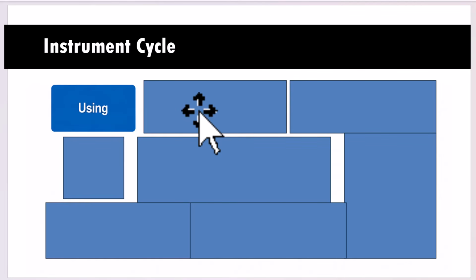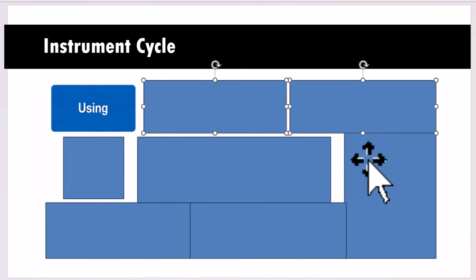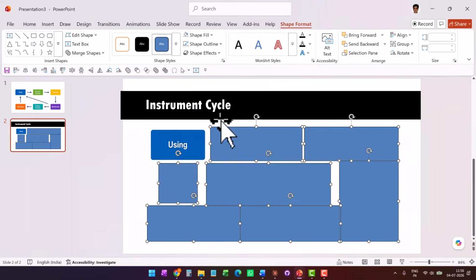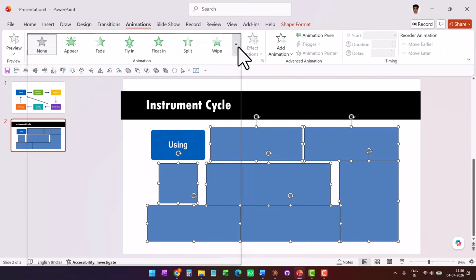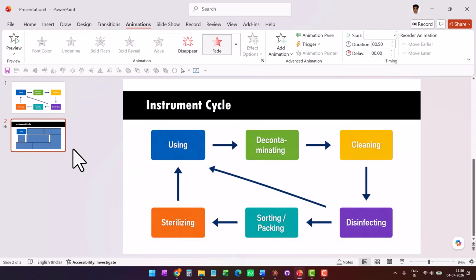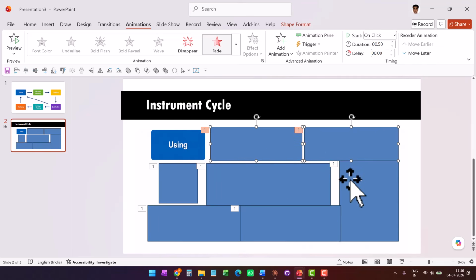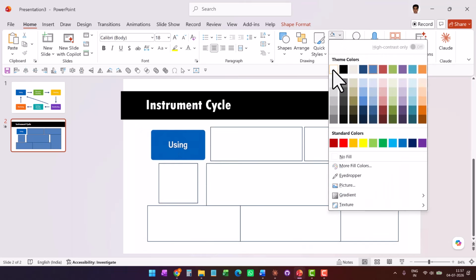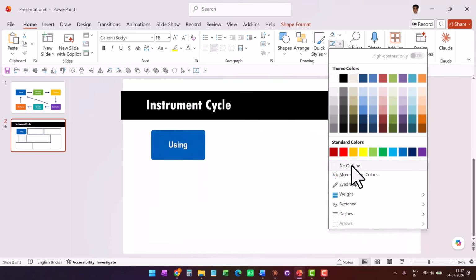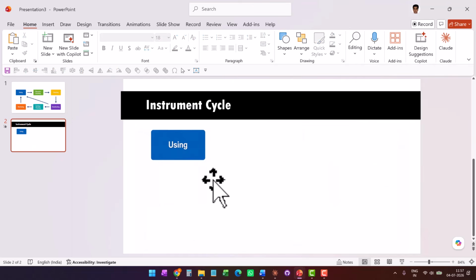Then the next step is to select each of them in sequence while holding the shift button. So select the first one, hold the shift button, second step, third step, fourth, fifth, sixth, and then the final one. Now let us go to animations, then use exit animation and use a simple fade animation, nothing more. Now let us select each of these shapes and go to home, shape fill, and choose white color, which is the color of the slide background. Then go to outline and say no outline, and this is the starting point.